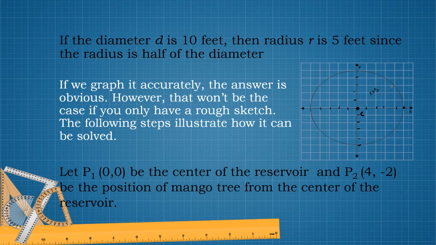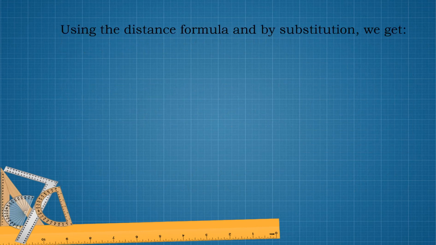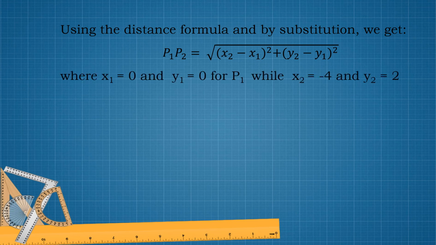So using the distance formula, we have P1P2 equal to the square root of the quantity x2 minus x1 squared plus the quantity y2 minus y1 squared. And then, by substitution, we have x1 equals 0 and y1 equals 0 for P1, while x2 equals -4 and y2 is equal to 2.